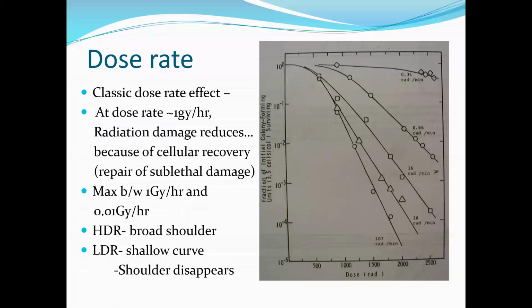I used to hate this. Classic dose rate effect. See, at dose rates of about 1 gray per hour, radiation damage reduces because of cellular recovery, repair of sublethal damage. Maximum between 1 gray per hour and 0.01 gray per hour. As you reduce the dose rate further, the repair increases. Here, 107 rads per minute, 30, 16, 0.86, 0.36. As the dose rate is reducing, the survival curve is shifting to the right.